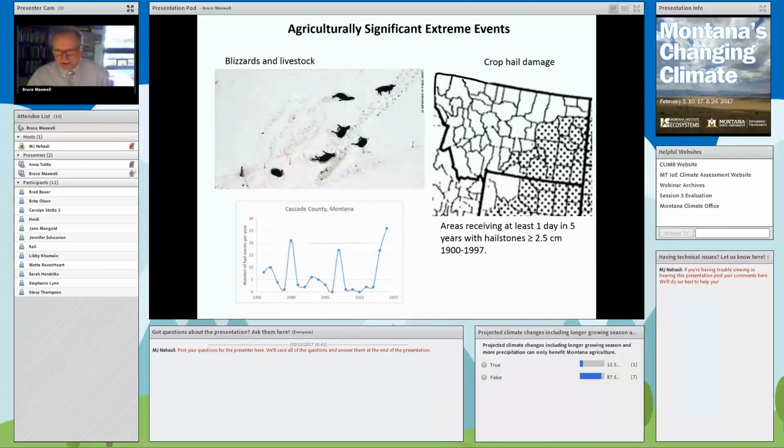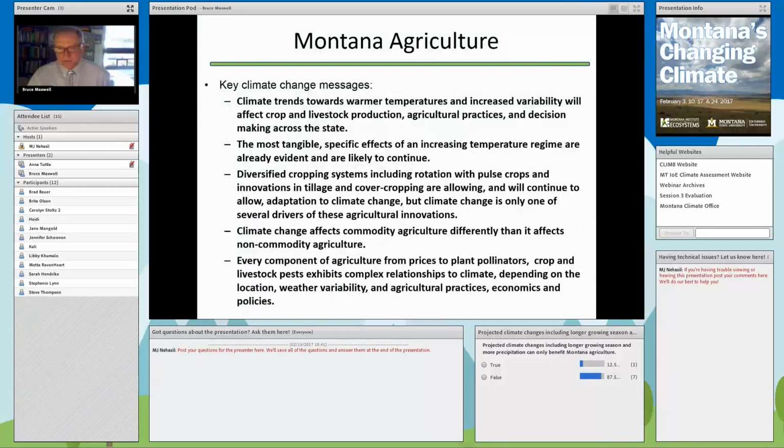Okay, to kind of summarize some of the key climate change messages, climate trends towards warmer temperature and increased variability will affect crop and livestock production, agricultural practices, and decision-making across the state. There's not much question about that. We're already seeing some of these trends, and we think those will increase. The most tangible specific effects on increasing temperature regime are already evident or likely to continue.